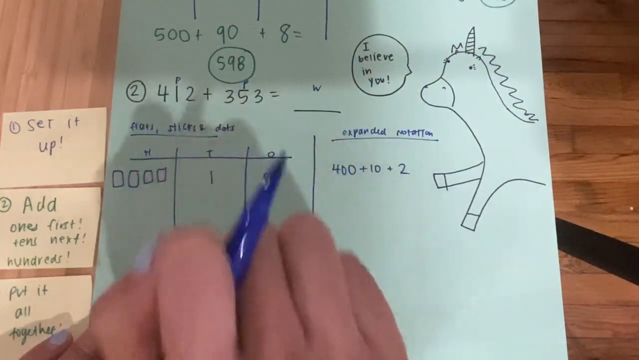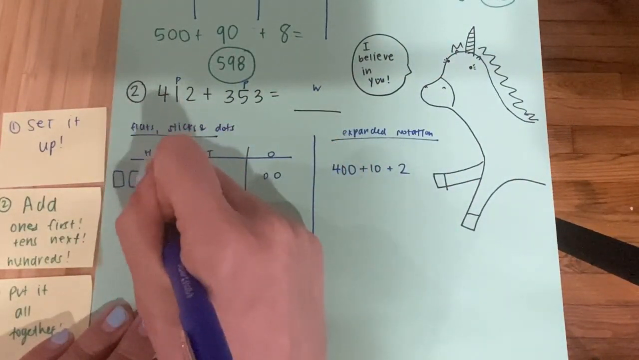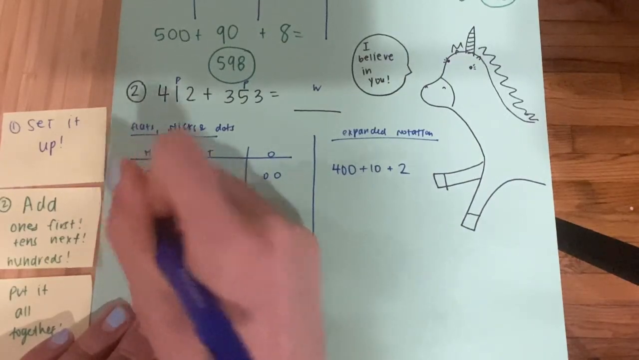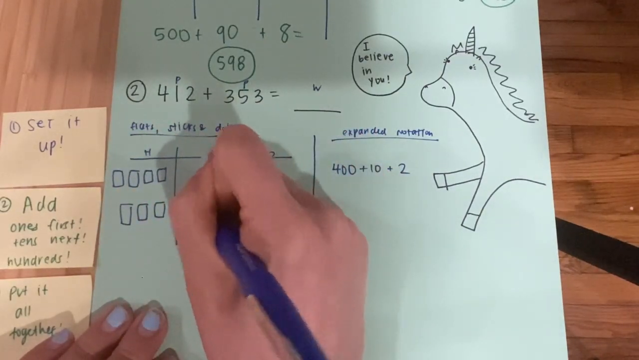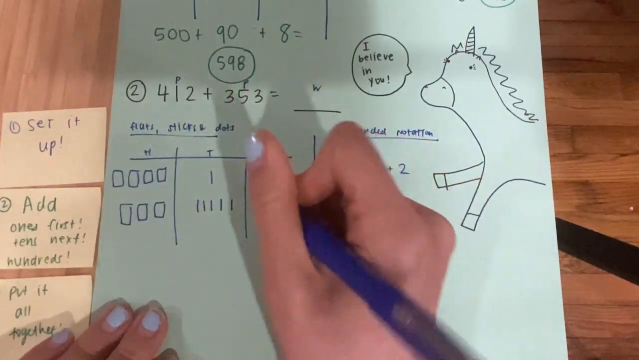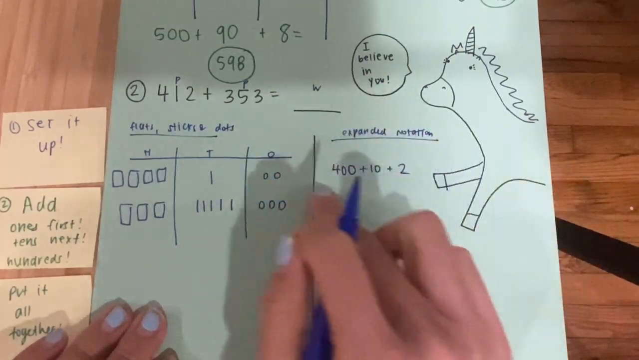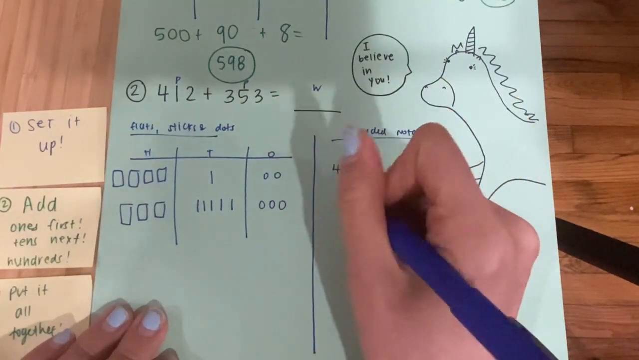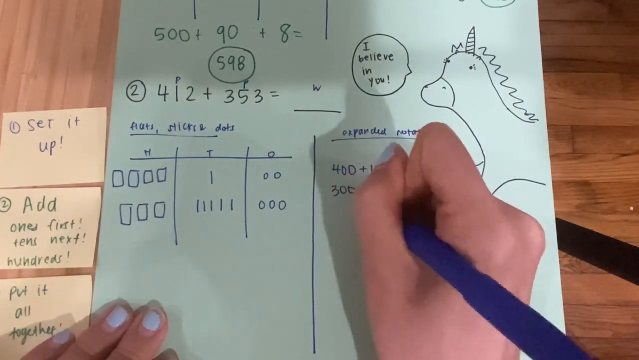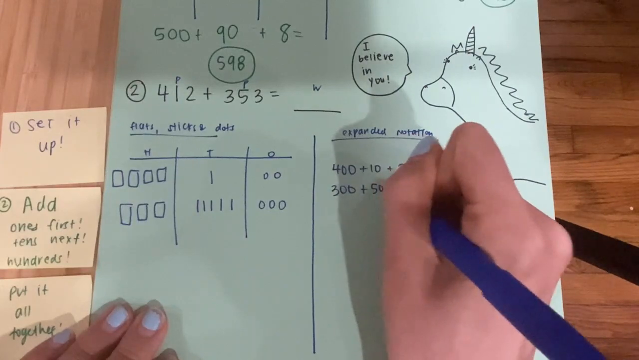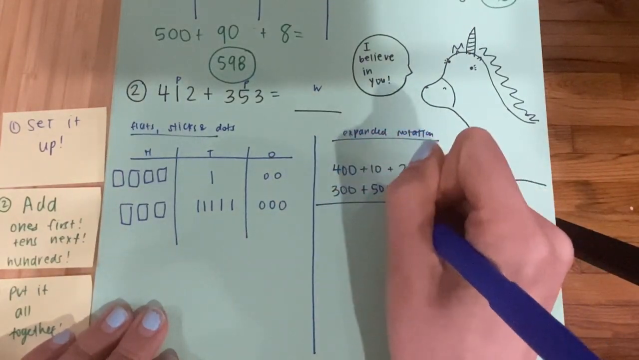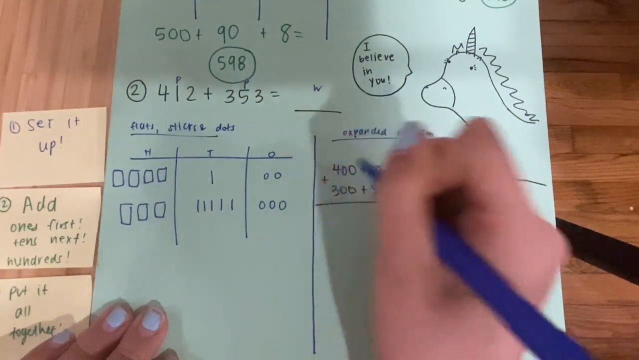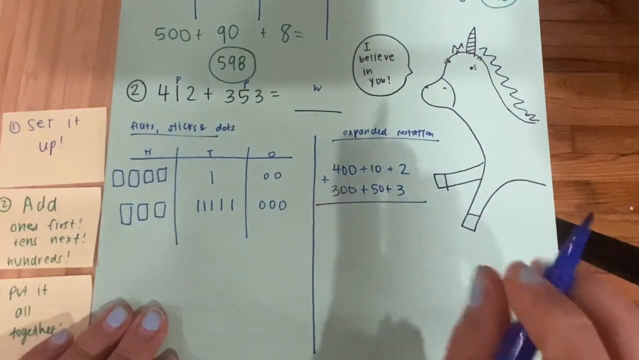Next, I'm going to show 353, so that's 3 hundreds, 5 tens, 1, 2, 3, 4, 5, and 3 ones, 1, 2, 3. Next, I'm going to show the same number, 353, using expanded notation. So it's 300 plus 50 plus 3. And I'm going to put a plus sign so I know that I'm adding.